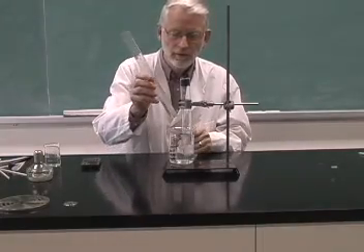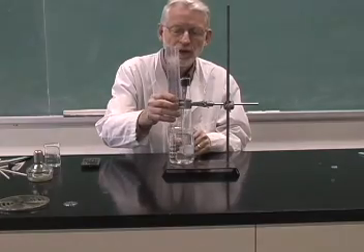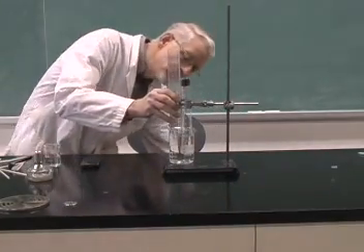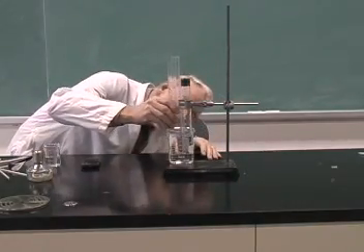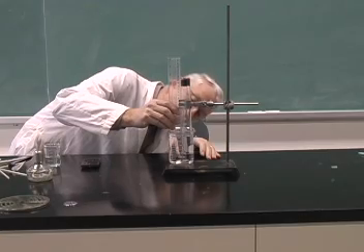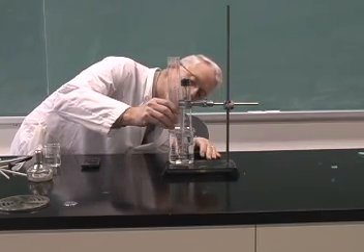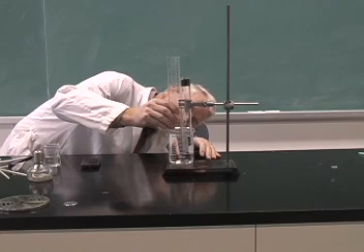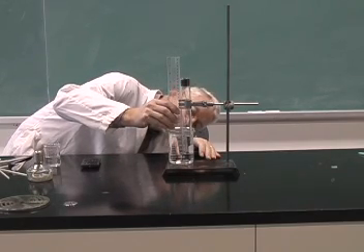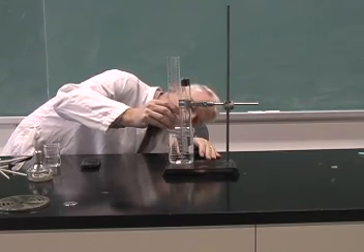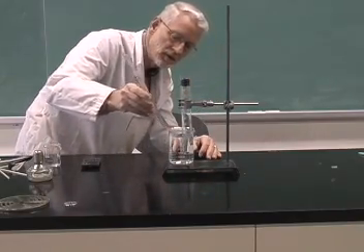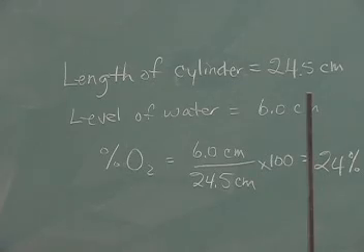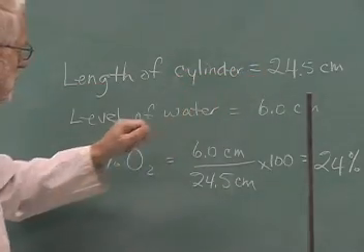I now take a ruler and I measure the length of my cylinder. So the cylinder itself has a length of about 24.5 centimeters, and the water has risen about 6.0 centimeters. So here are the numbers. The length of the cylinder, 24.5 centimeters.